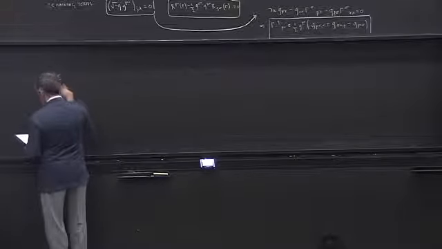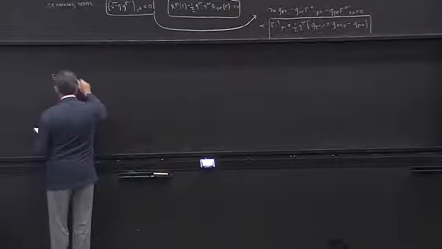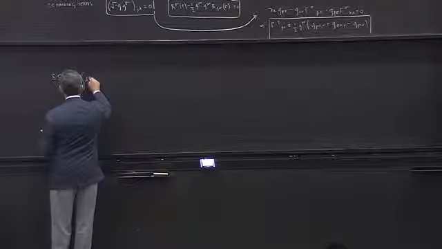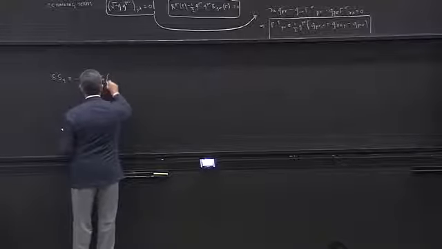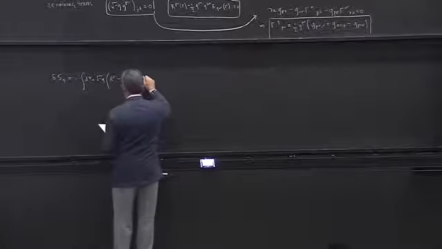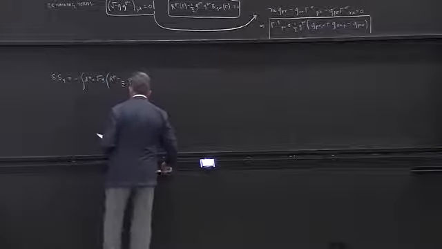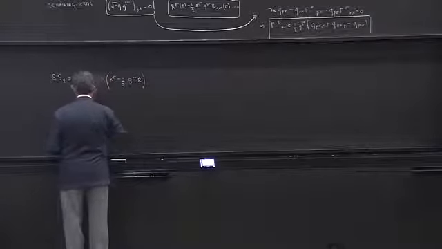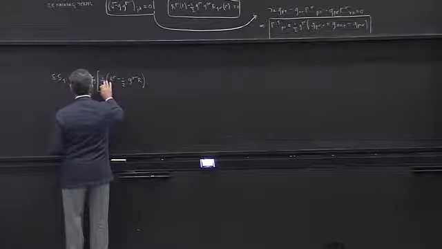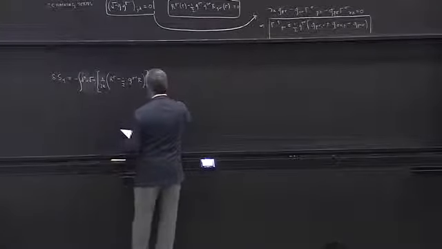So we vary with respect to G, and I'm going to put in a factor of 1 over 2 kappa, delta G mu nu.